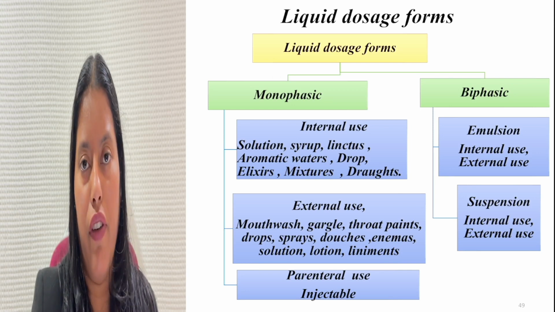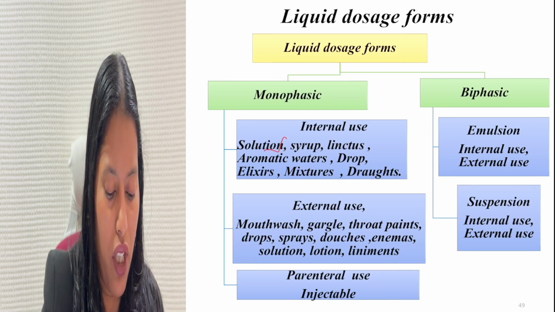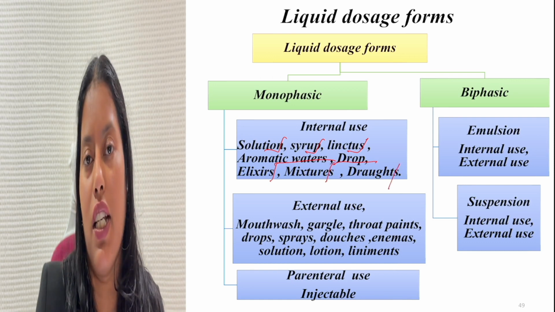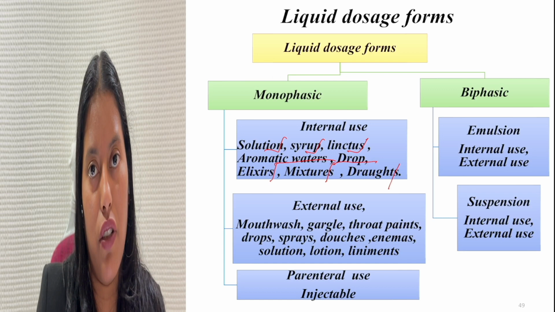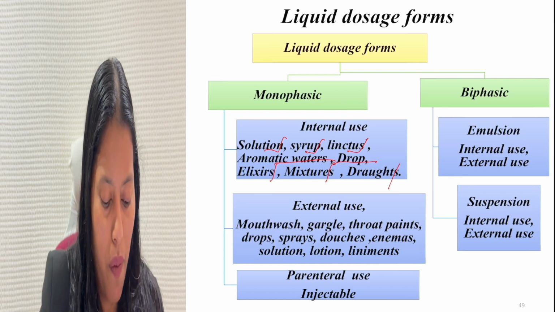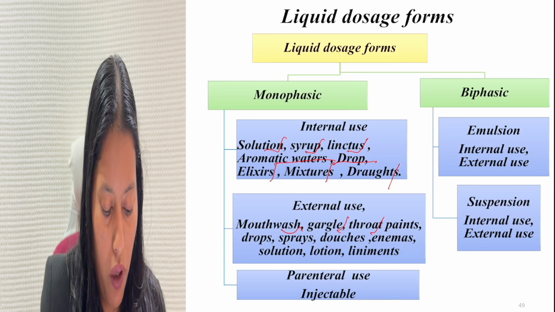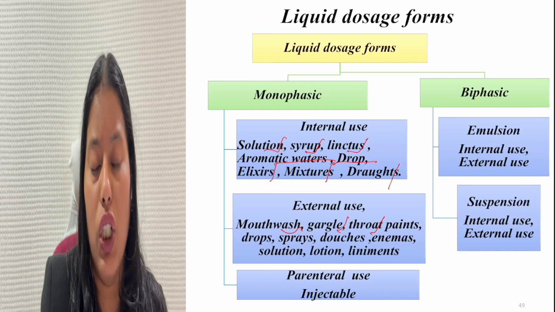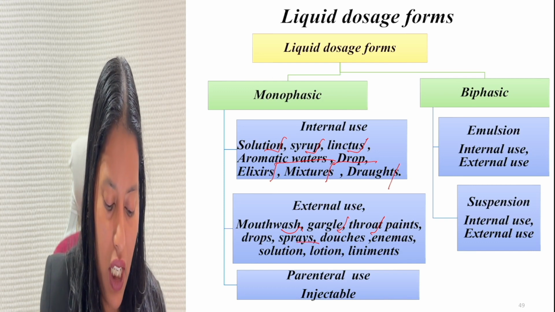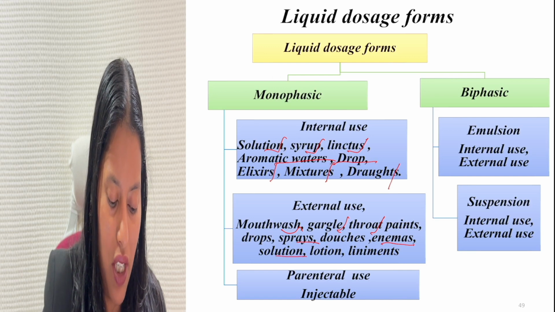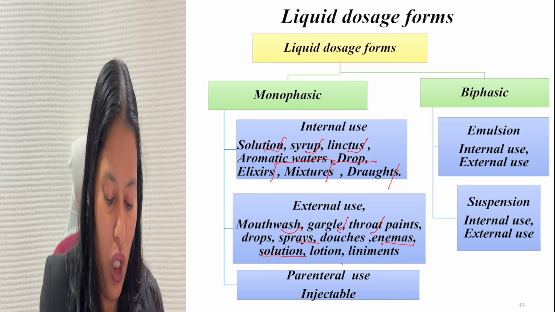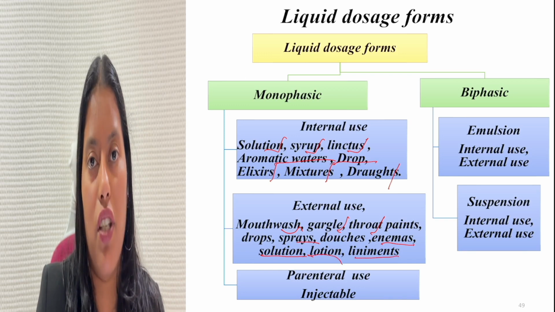Monophasic liquid dosage forms, if for internal use, include solution, syrup, linctus, aromatic water, drops, elixirs, mixtures, and draughts. These are the various examples of monophasic internal dosage forms. Monophasic external dosage forms are the mouthwashes, gargle, throat paint, various drops which you use for ear, eyes, nose, various sprays, then douches, enemas, various solutions which you apply on skin for topical application. Then lotions and liniments, these are for external use.